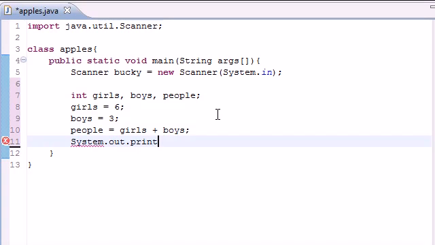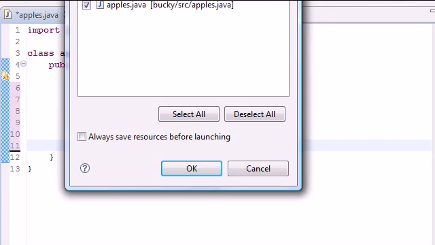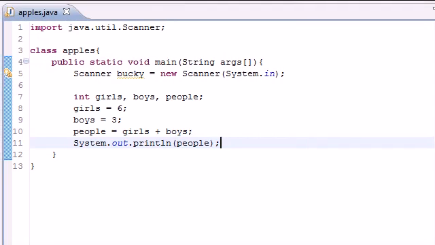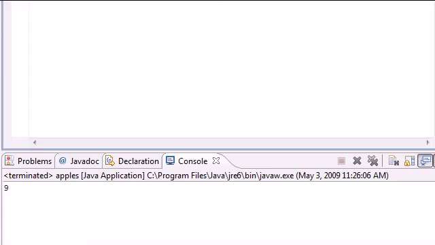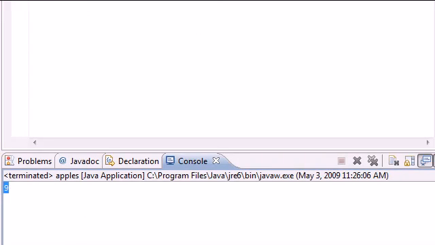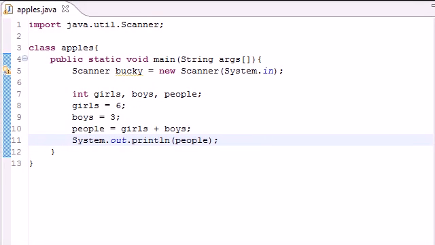So we put System.out.println, and in our parameter go ahead and put people. Now if we run this, we get 9, since 6 plus 3 is 9. And so that is how you can use addition with Java.